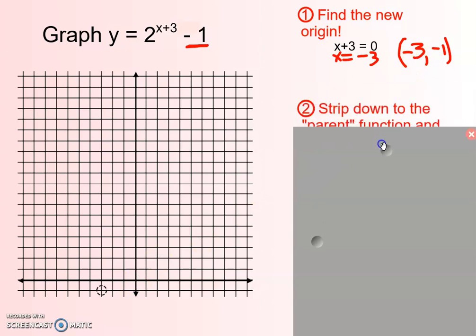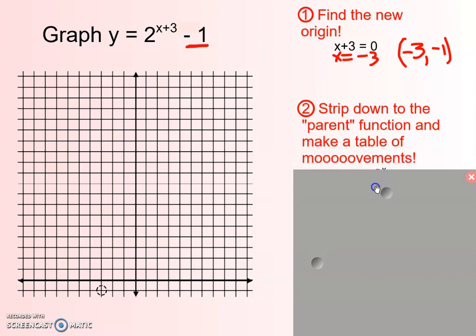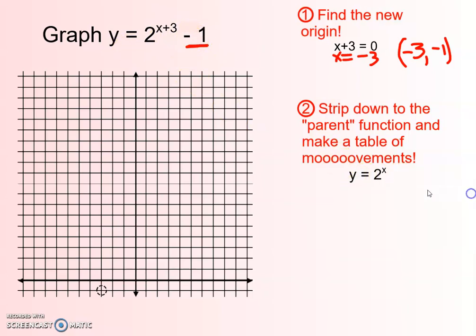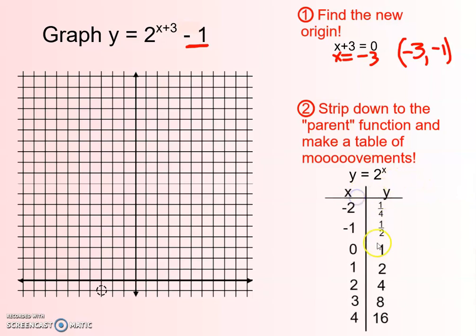Speaking of movements, it's time to strip down to the parent function and make a table of those movements. So when I strip it down, the bare essence is y equals 2 to the x. We already did a table of this. We already have that table, so I just borrowed that table from the earlier problem. And from this new origin, I'm going to handle these movements. Left 2 up a 4th, left 1 up a half, over 0 up 1, over 1 up 2, over 2 up 4, over 3 up 8, over 4 up 9, 10, 11, 12, 13, 14, 15, 16.